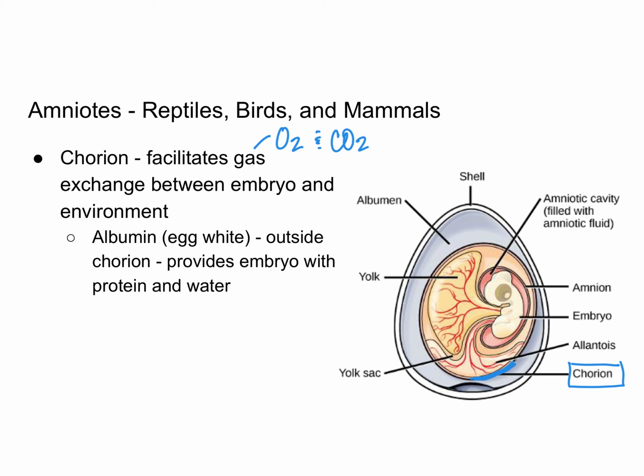Outside of the chorion, but within the eggshell, you have the white part of the egg, and this is made up of a protein called albumin. And you can see that here, this is the albumin, and so this would be the egg white. And it provides the developing embryo with protein and water, and that protein, once again, can be used to make energy so that the embryo can develop.